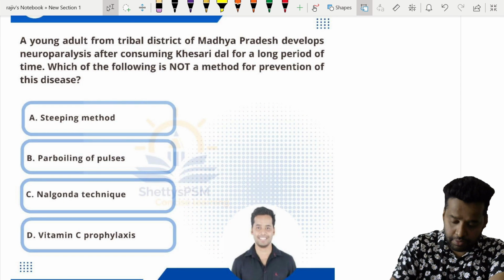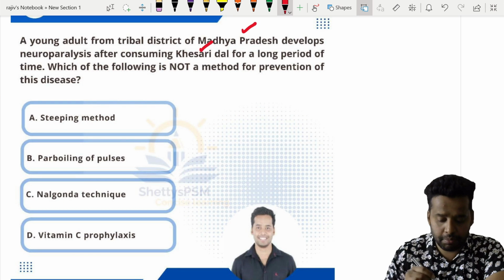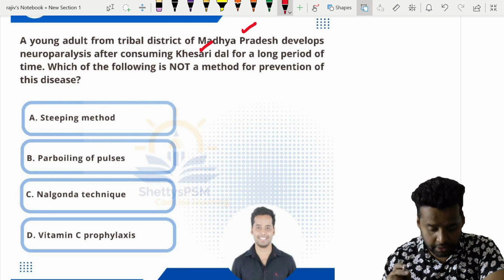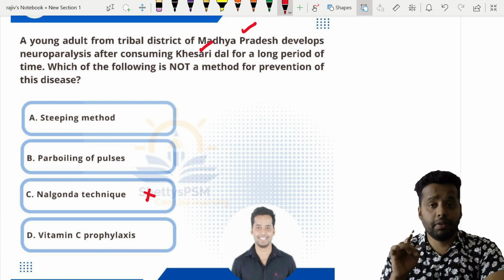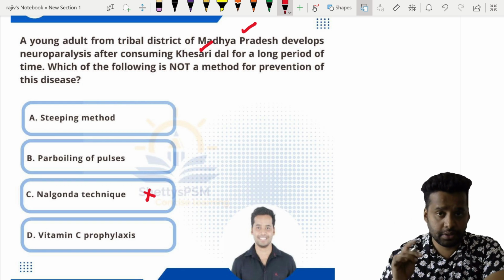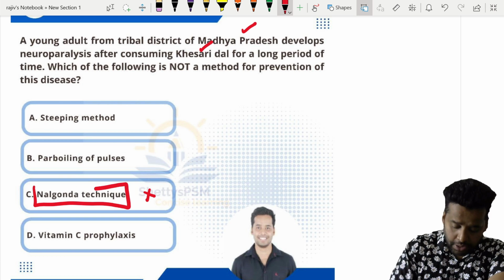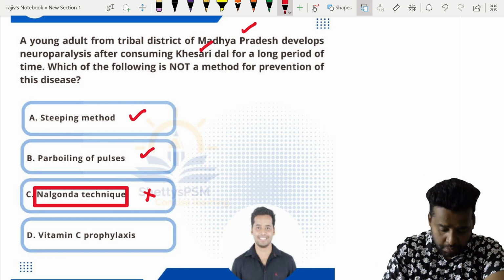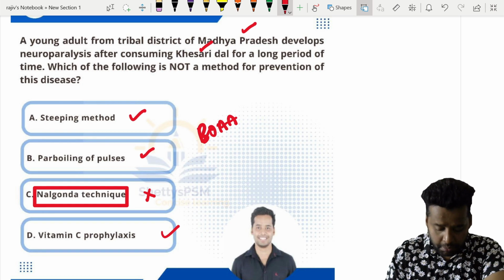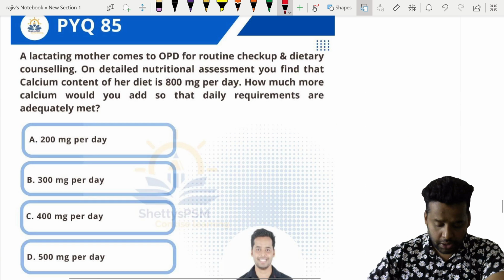Patient had a history of consumption of kesar dal for a long time. Madhya Pradesh and kesar dal, that means you have to think of neurolathyrism. Which is not a method of prevention? Nalgonda is used for preventing fluorine excess. So it is a defluoridation technique, but not for neurolathyrism. Steeping method, parboiling of pulses can remove the toxin BOAA. It is helping in removing the toxin BOAA from kesar dal. Vitamin C prophylaxis can also act as a preventive method for neurolathyrism.